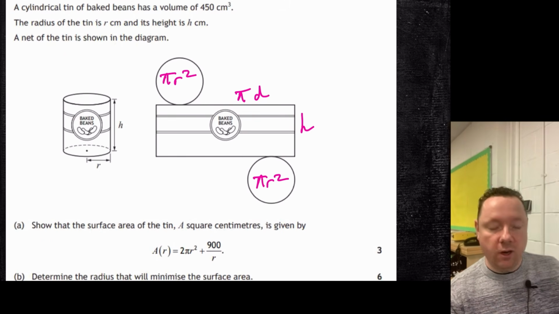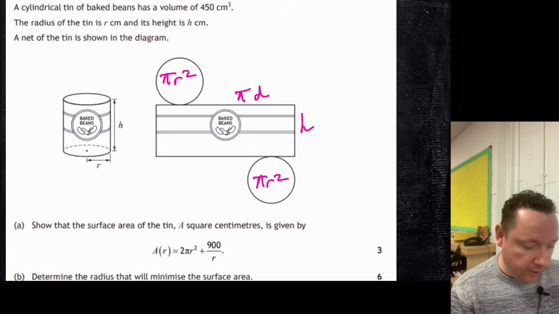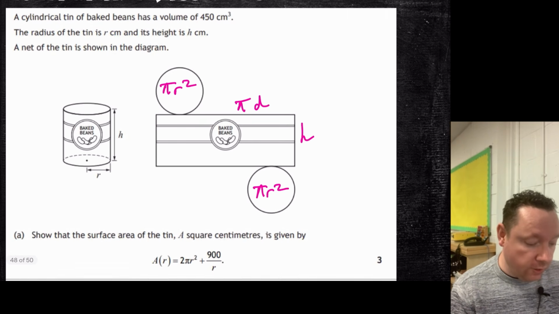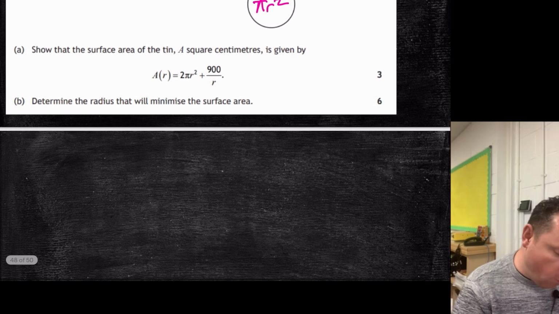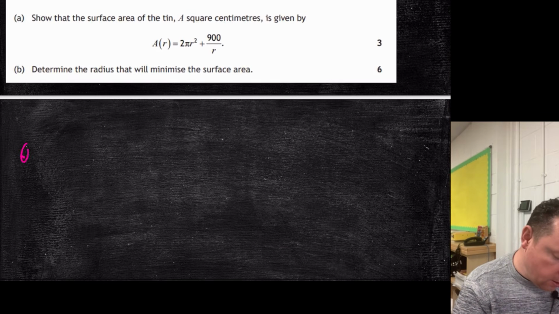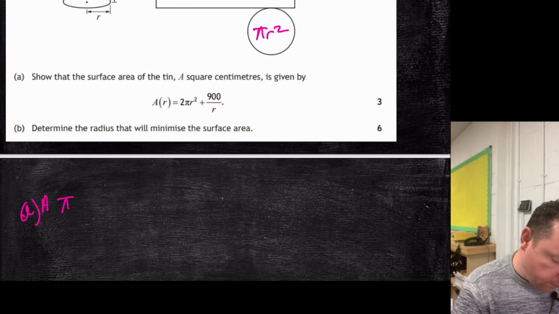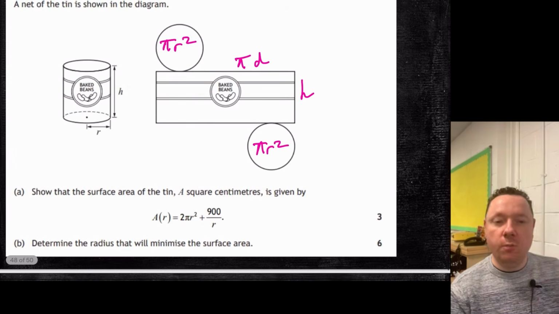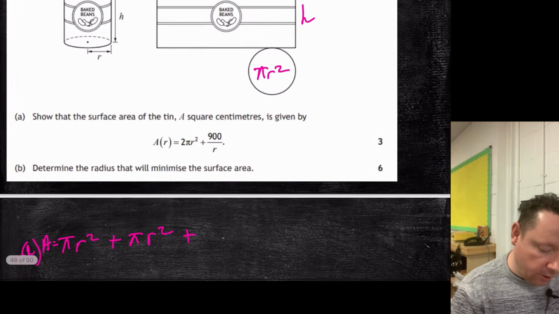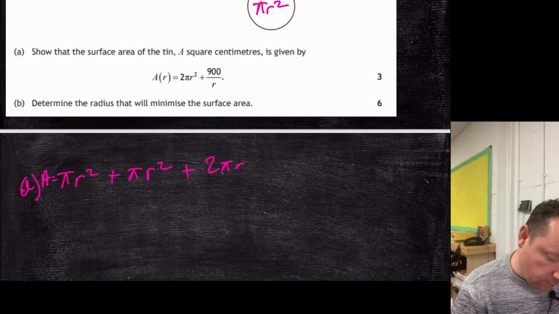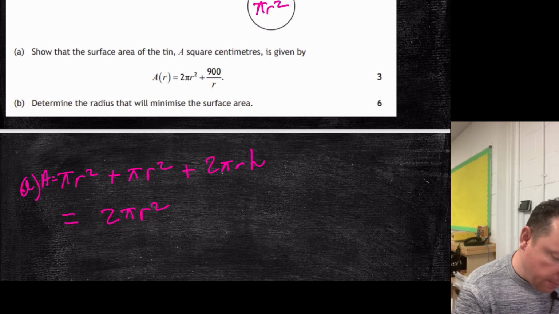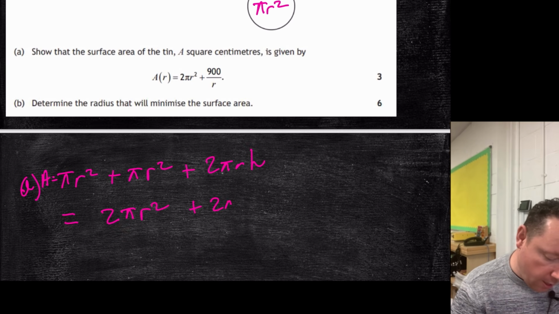Now notice in our formula, as usual, there's no h in here, so we're going to have to rearrange for h, but that's okay because it tells us the volume of the tin is 450. Let's start off with our area first. So we know our surface area is pi r squared plus pi r squared. Let's just write that down. Plus, and there's no diameter, so 2 pi r instead of pi d, 2 pi r times h. Or to make that neater, pi r squared plus pi r squared is 2 pi r squared. So we've already got the start bit, and then we've got plus 2 pi r h.